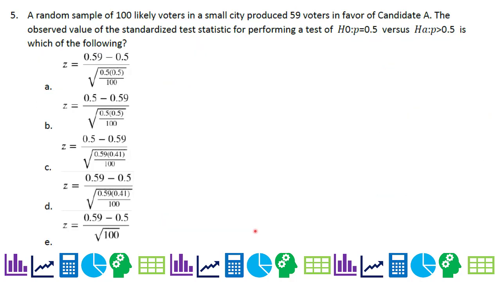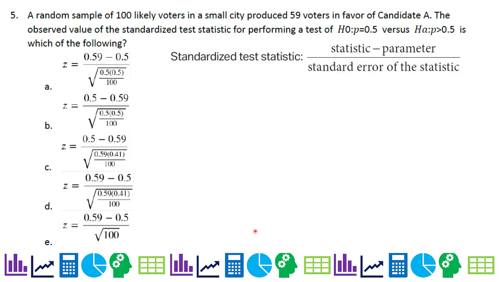Number 5. A random sample of 100 likely voters in a small city produced 59 voters in favor of candidate A. The observed value of the standardized test statistic for performing a hypothesis test of the null p equals 0.5 versus p is greater than 0.5 is which of the following?